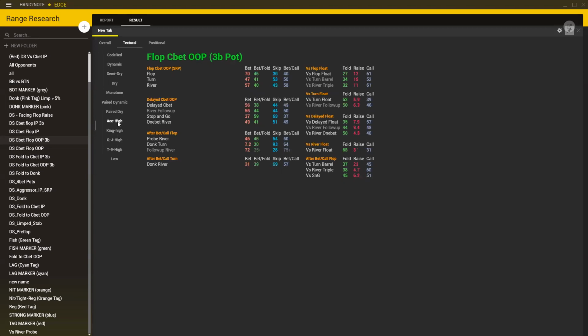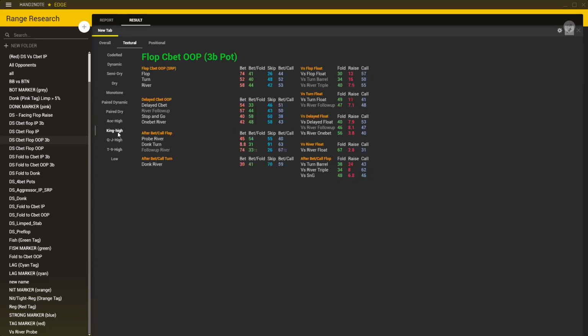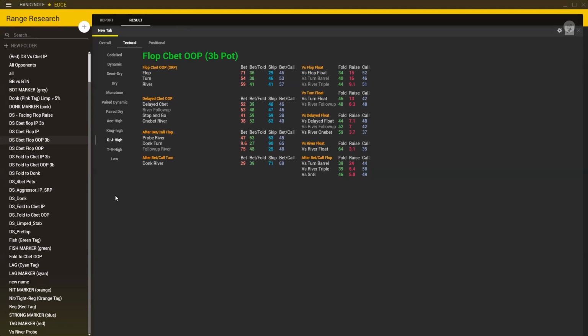It does look like our prospects on the turn and river barrel improve slightly. We now get 40% fold equity on the river triple as opposed to 32. So that might sometimes come in handy, but king high is pretty bad as well. Queen jack high, it's kind of like average, right? If there's a queen or a jack out there, you are in average folding frequency territory, which is still really not very good for 3-bet pots.